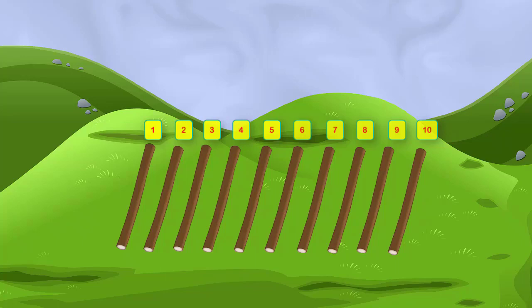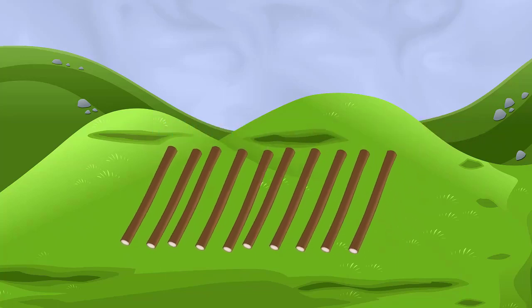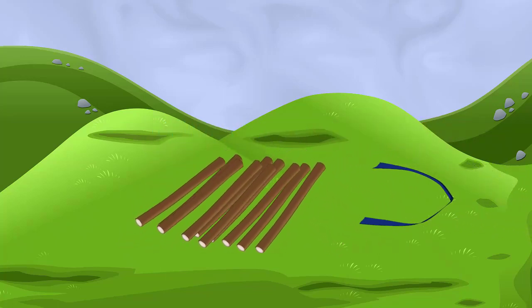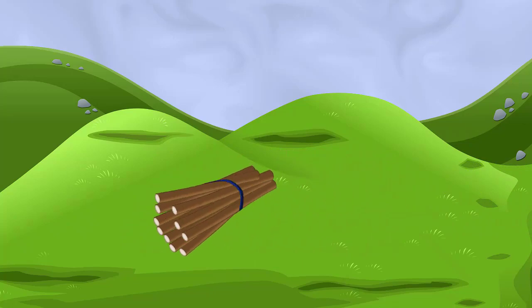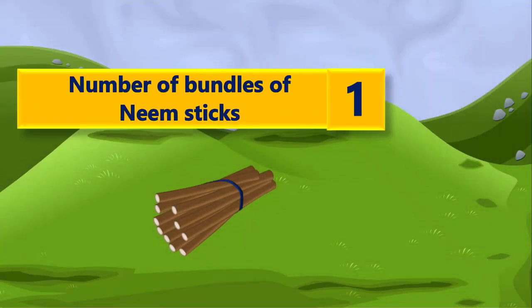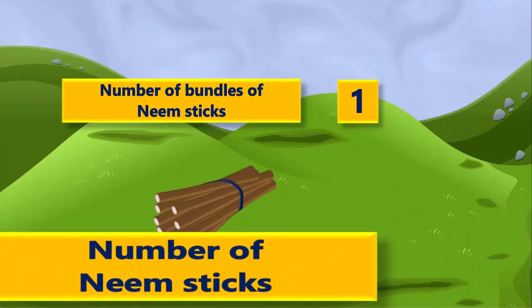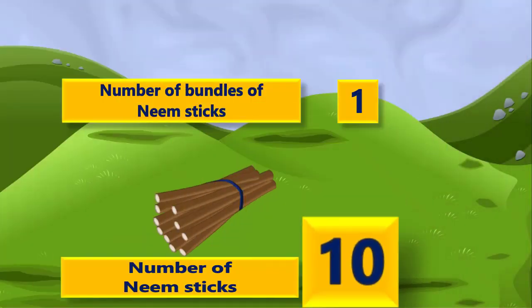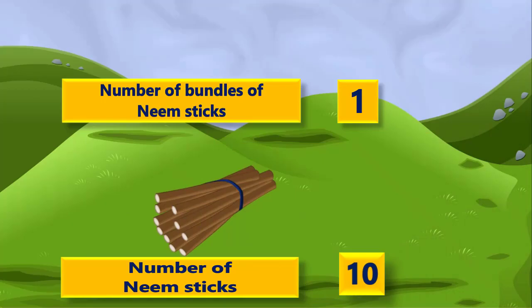Now we are going to bundle them. The number of bundles of name sticks is 1. But the number of name sticks is 10. One bundle has 10 name sticks.